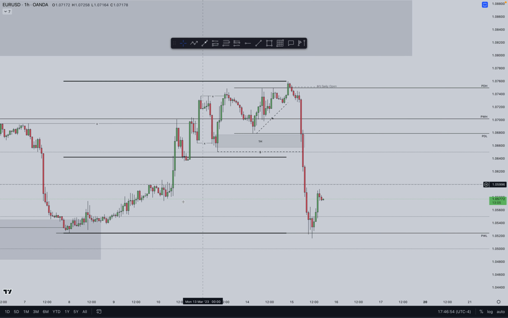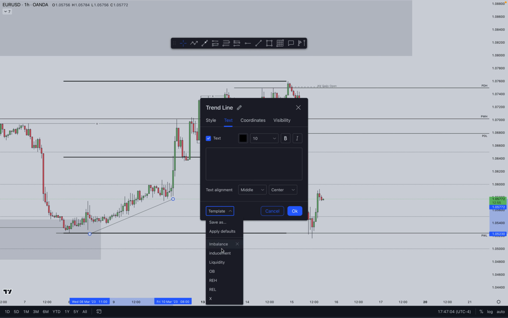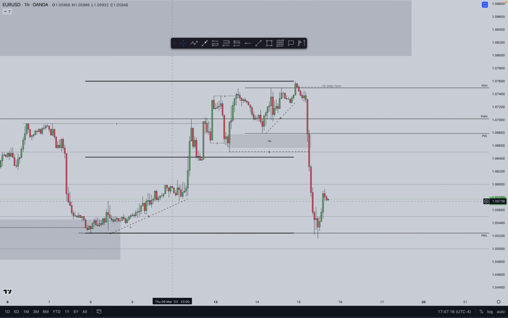Price came down, and as you can see, this is another sell side liquidity trend line to the previous weekly low. Once price had reached this area, either today or tomorrow, once it was around here, you always saw it going for that previous weekly low. And now it's taken that, and this will be a good source of liquidity.